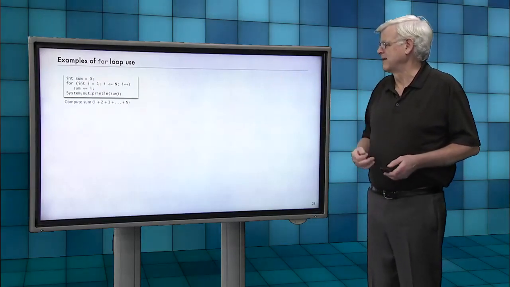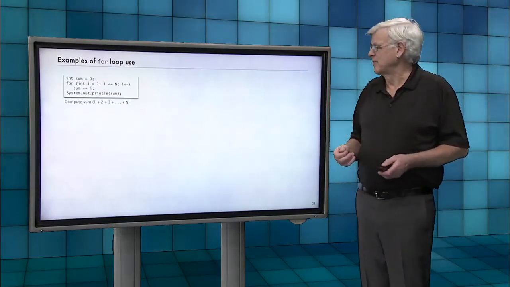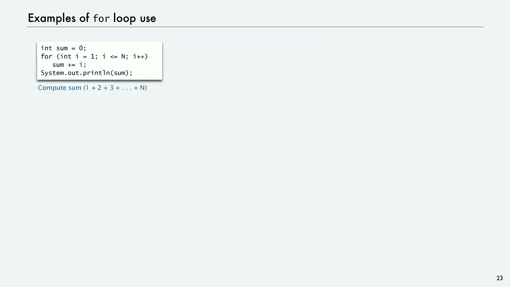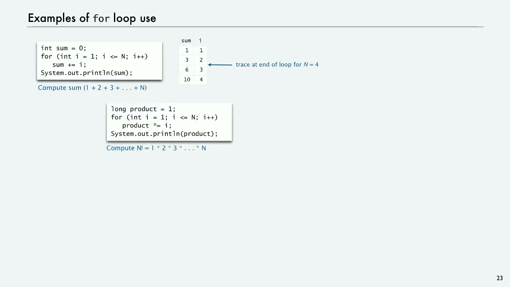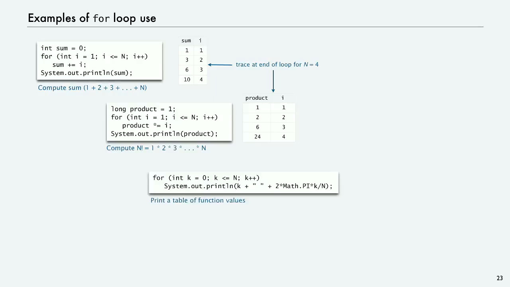Like here's computing the sum of the first n integers. For i equals 1, i less than or equal to n, i plus plus, sum plus equals i. It's a very simple computation. This is a trace, and it works just exactly the same way as a while loop. Compute n factorial, same thing with multiplying. So again, very simple computation and naturally expressed with a for loop.